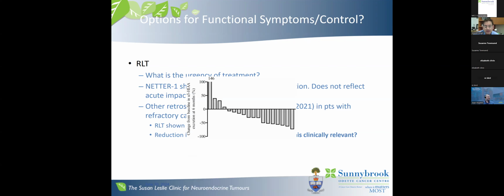This gives you a waterfall plot of the reduction in 5-HIAA, just to give you a sense that there probably is some role for PRRT to play in improving hormonal treatment, which probably goes along with what we saw in terms of the improvement in quality of life, etc.